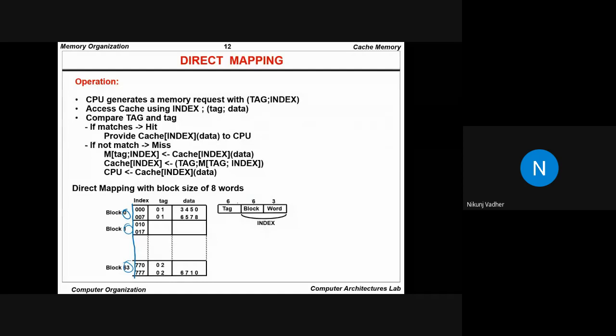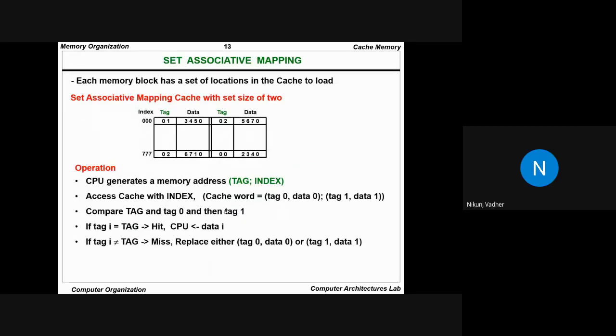Previously a 15-bit address was there. Now that 15-bit address will be divided into three parts: 6 bits for the tag, 6 bits for the block, and 3 bits for the word. So 6 plus 6 plus 3. Instead of comparing only the tag, here we will compare the tag, the block, and then we will go with the word. So that is the direct mapping.